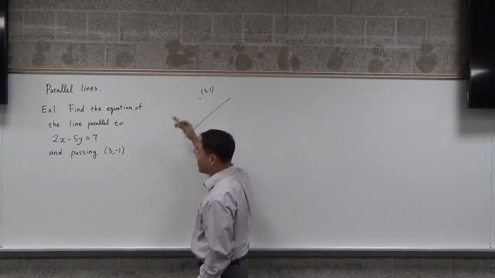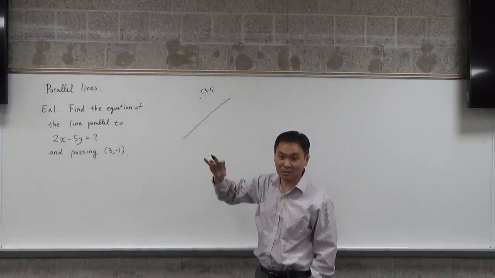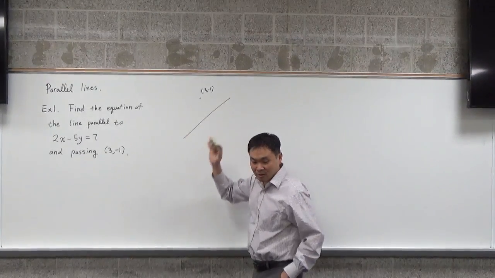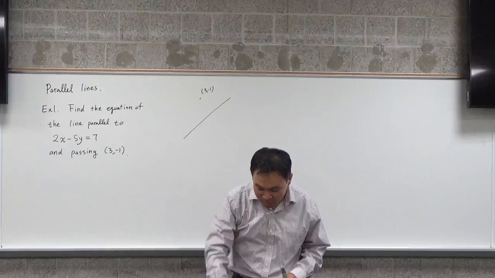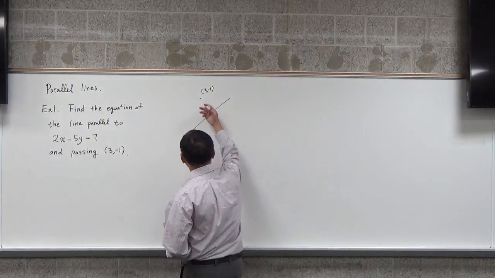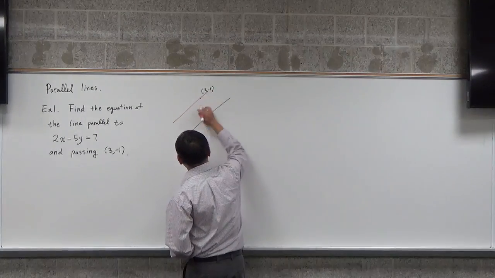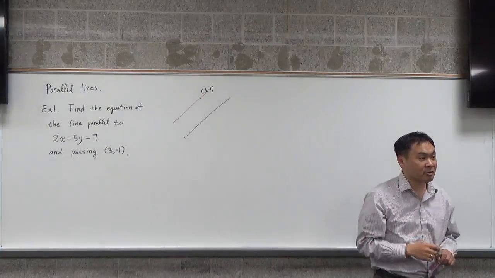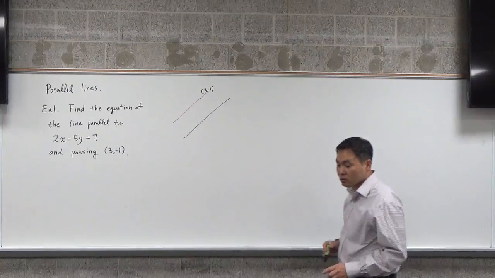I actually have no idea whether this is the correct graph, but it's just conceptual. There's a line and another point, and your job is to find the equation of the line that passes through this point while being parallel to this other line. Pretty clear, right?